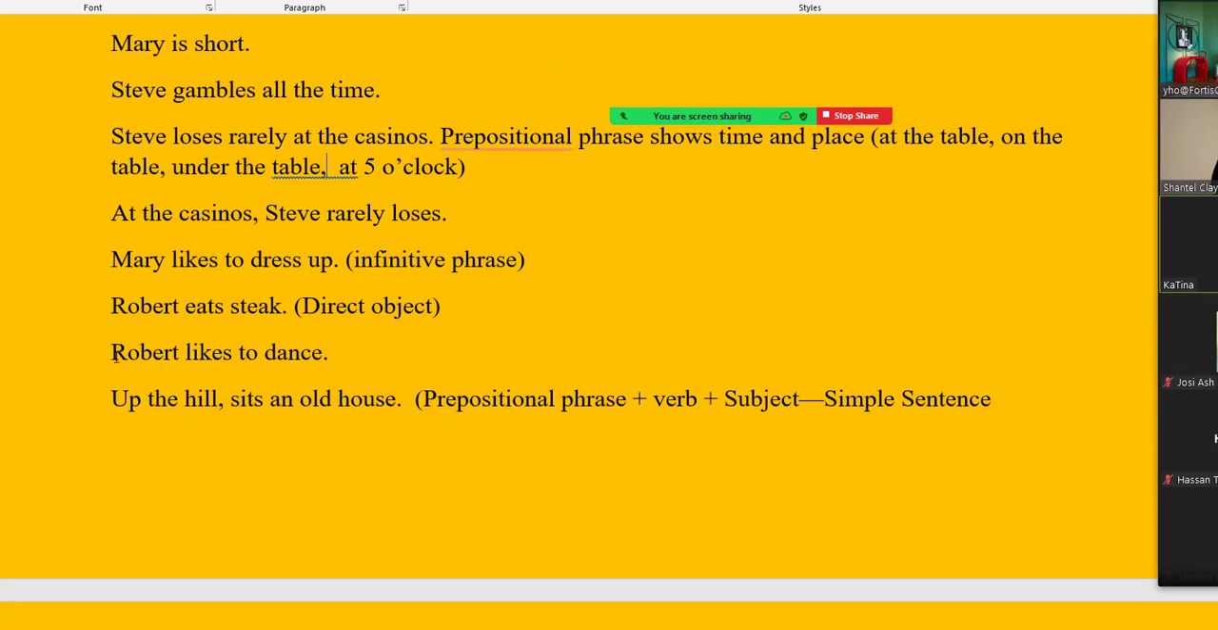So here you have up the hill. Up the hill is a prepositional phrase. Up the hill sits an old house. Here, this is a simple sentence. You have a prepositional phrase, a verb, and an old house is the subject. When you have this kind of construction, this is the only time that the subject comes after the verb. Up the hill sits an old house. If you write your sentences like this, you have sentence variety.